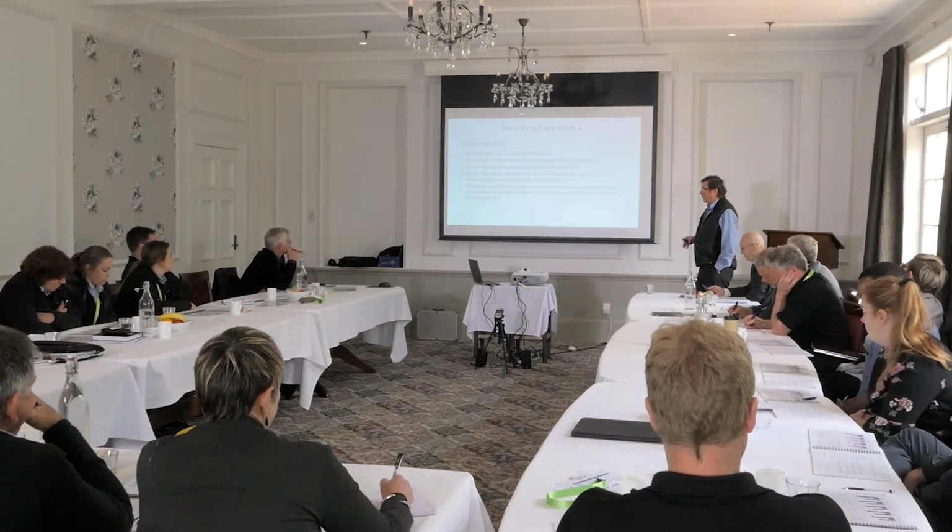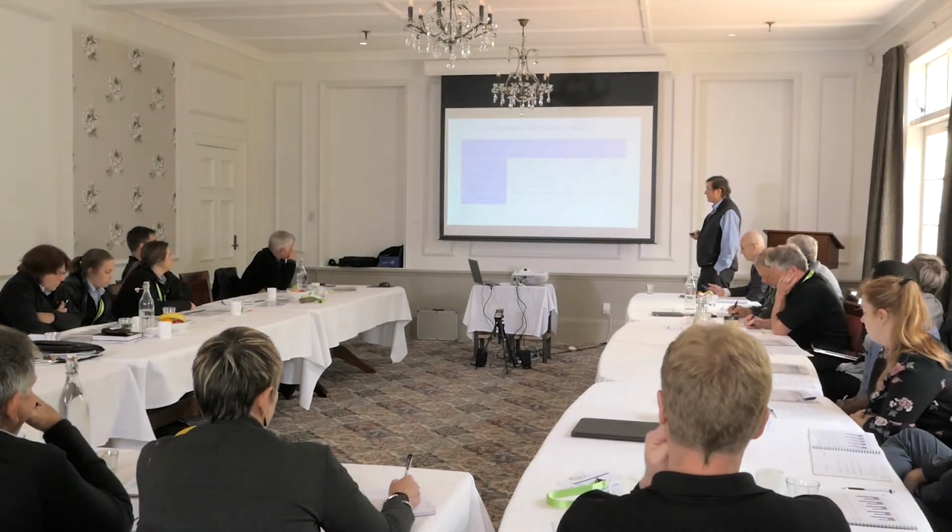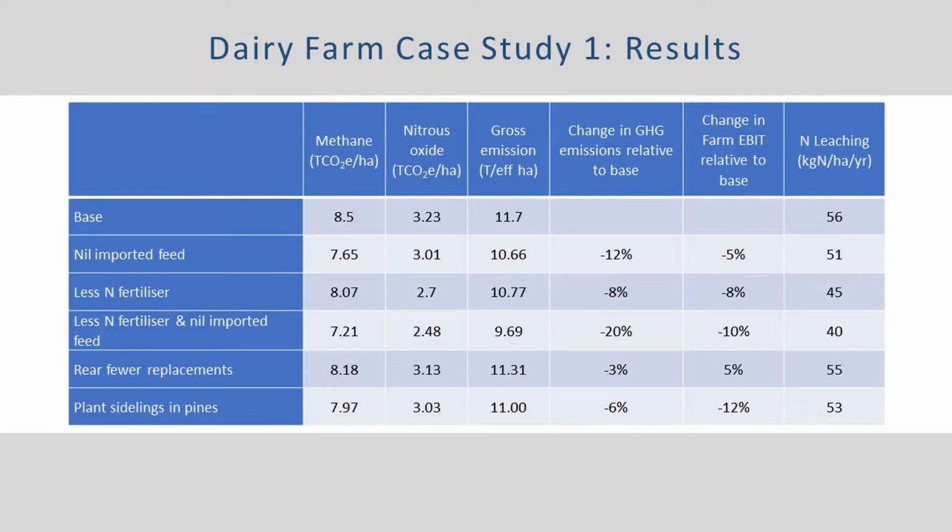So we ran through all of these, each done individually, and those are the results. Our base farm was putting out 11.7 tonnes of biological greenhouse gas per hectare, methane and nitrous oxide. Running through the various scenarios: in terms of dropping out all our imported supplement, yes, we reduced our greenhouse gas emissions by 12%. We also dropped our profitability by 5%.